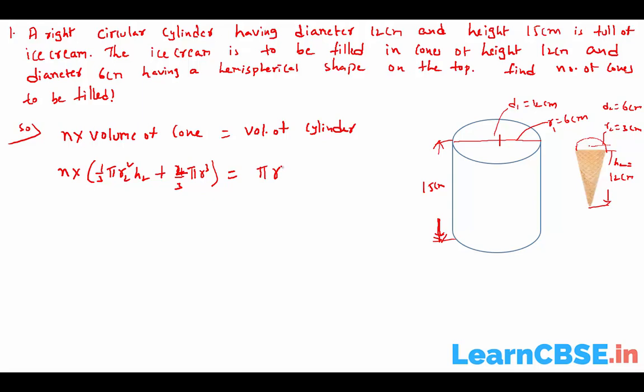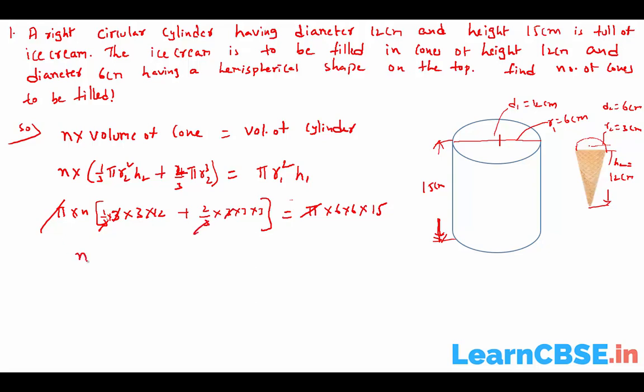Which is nothing but pi r1 square h1. If you take pi common, pi into n into r2 square, which is 3 into 3, h2 is 12, and 1/3 will be here, plus 2/3 into r2 cube, that means 3 into 3 into 3, equals pi r1 square, that means 6 into 6 into h1, 15. So pi gets cancelled. Here 3 gets cancelled, 3 gets cancelled.